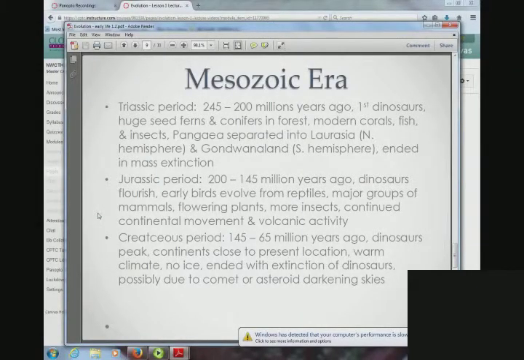We had early birds that evolved from the reptiles, and major groups of mammals, flowering plants, more insects continued to evolve. We continued to have continental movement and volcanic activity.